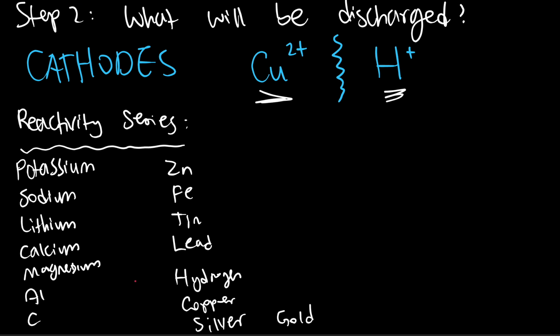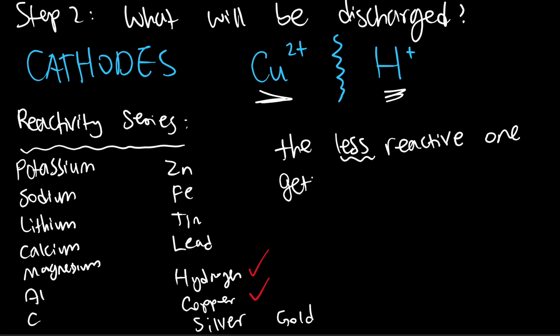What's higher in the reactivity series? So we have our hydrogen over here, and we have our copper here. So hydrogen is above copper in the reactivity series, right? So it means hydrogen is more reactive. The less reactive one gets discharged. So that's the one that's going to get attracted to our electrolysis equipment, to our cathode. So what's less reactive? Our copper is less reactive.